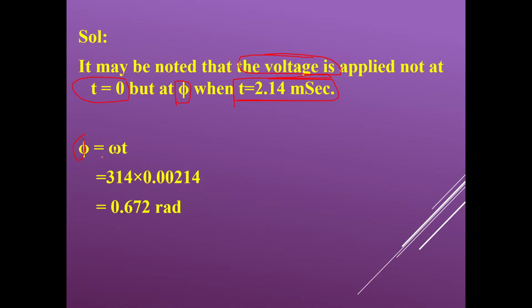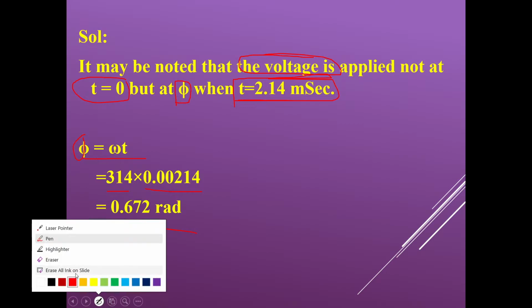Phi is equal to omega t. Omega means 314, isn't it? t is 2.14 into 10 to the power of minus 3, that is 0.00214. Just multiply these two and you will get the phase delay. Phi value as 0.672 radians.